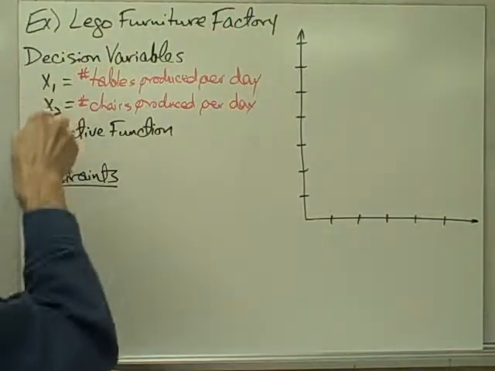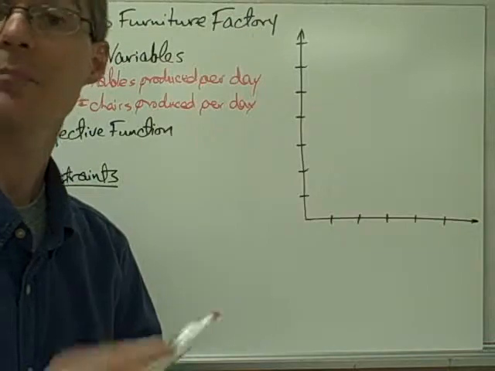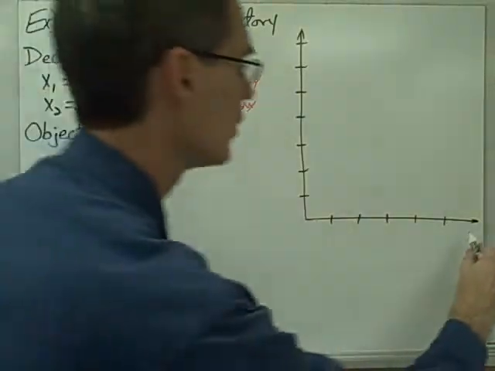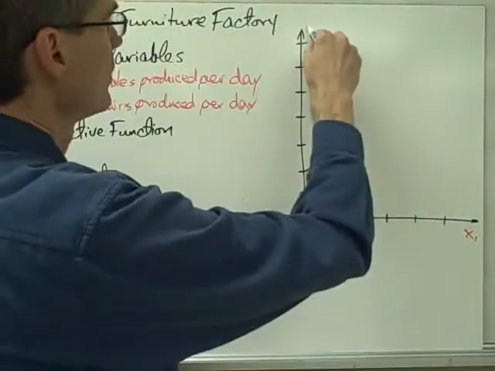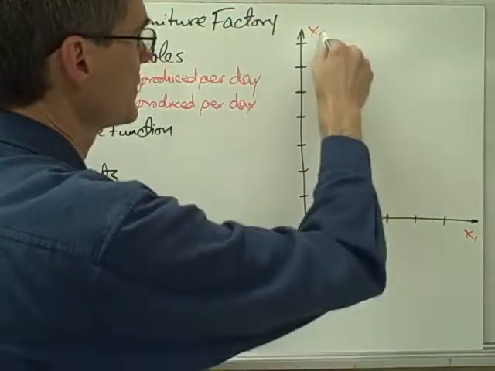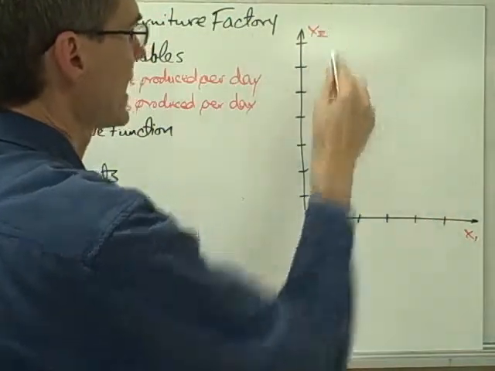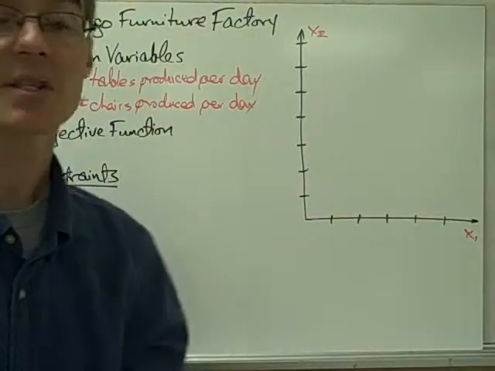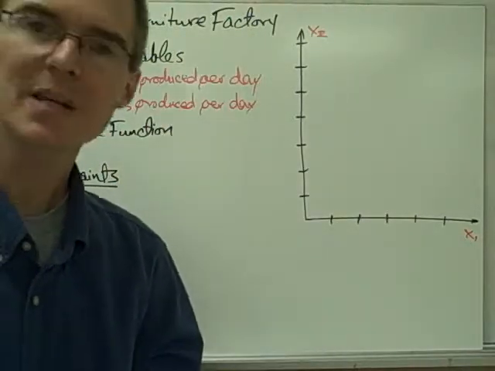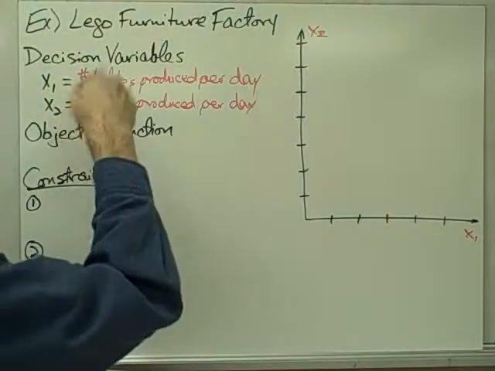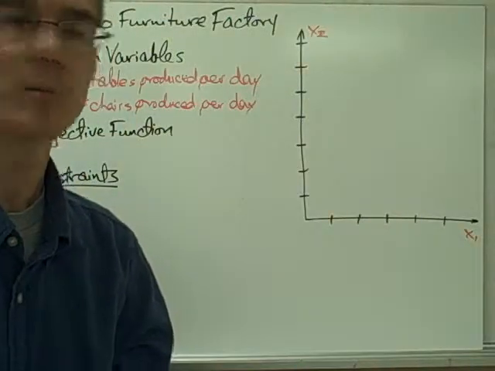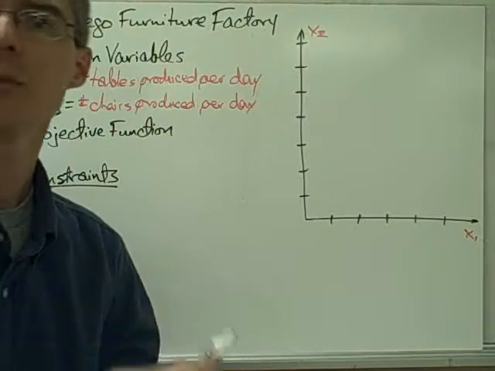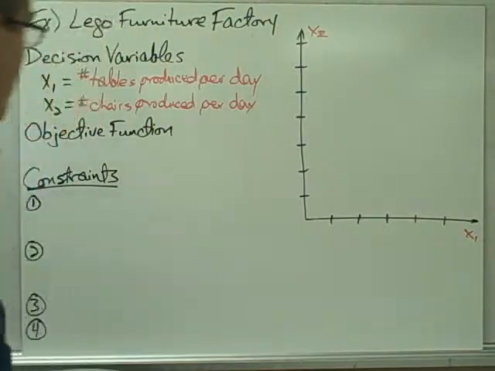Now, notice I'm naming my decision variables not x and y, but x1 and x2. It's going to be my x1 axis, and this is going to be my x2 axis. And I'm doing that because this is a relatively simple example that we're starting out with. We're going to be getting to some more complicated examples where we have more than just 2 decision variables, and it just makes it easier to number them, starting with number 1 and then number 2 as we go.